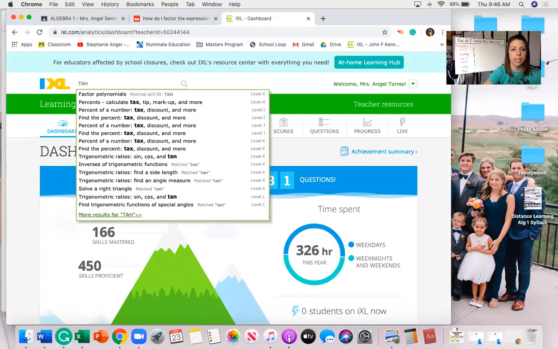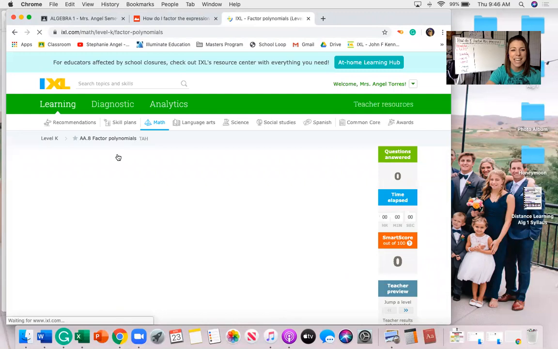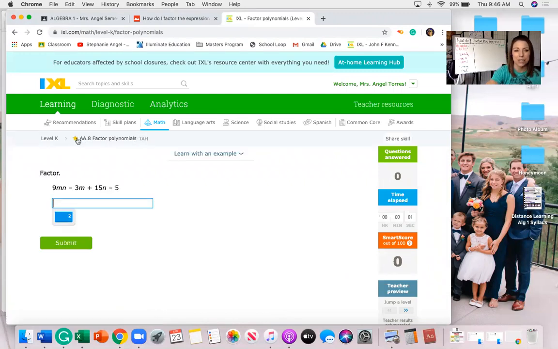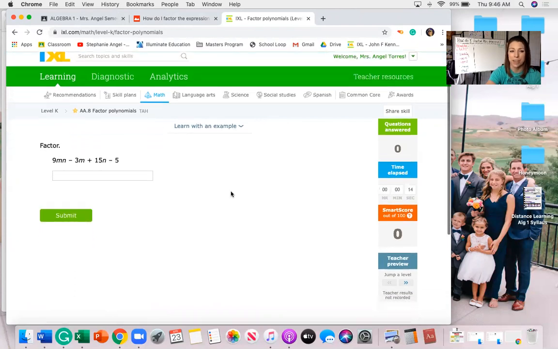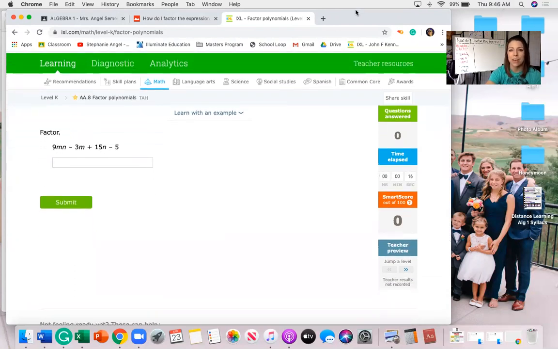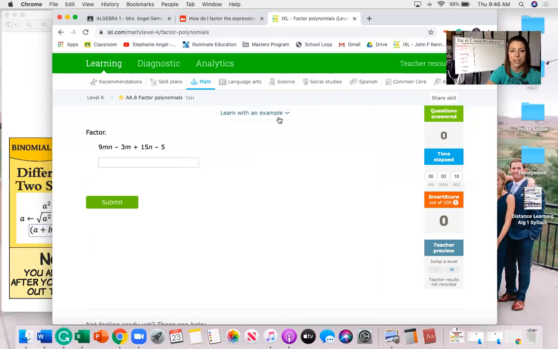So now that I have that open, I'm going to go to IXL and type in TAH. It's just called factor polynomials. What's nice about this, well, I think it's nice, you're not going to like it very much, is that it doesn't give you really any indication of what method you're supposed to use. It just gives you a polynomial, and we're going to go through the different steps and the thought process of figuring out how we are going to factor this polynomial. All right, so without further ado, let's get started.